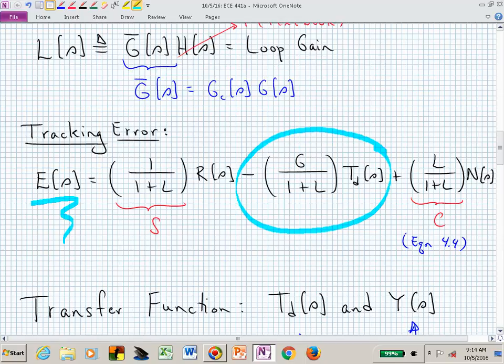The 1 over 1 plus L. How do I make that small? Can I adjust 1? No, that's a given, and it appears twice in that equation. The only thing I can manipulate is L. How do I manipulate L to make that small? Make it big. All right, so now we're thinking, okay, make L big, make the loop gain big.